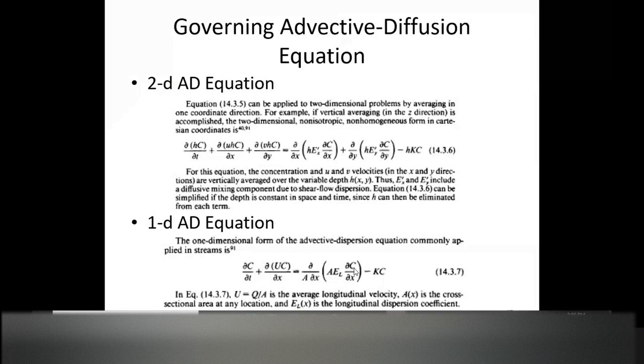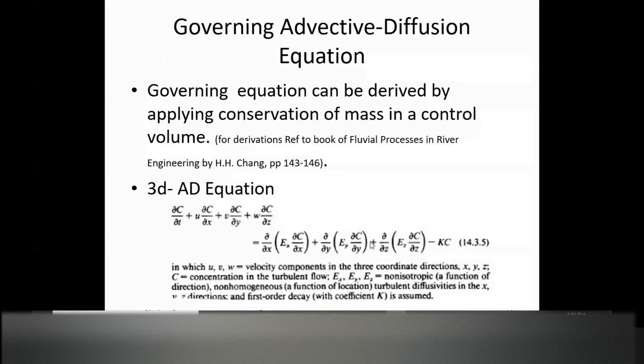If we extend it to 2D, we get the same delta C over delta T, and we get variation with respect to X and variation with respect to Y. We use a diffusivity coefficient in the X direction and a diffusivity coefficient in the Y direction. So this is the 2D phenomenon, and this is the complete 3D advection dispersion equation: change of concentration with respect to time, change of concentration in all three directions, the diffusivity in all three directions, and the sink and source terms over here.